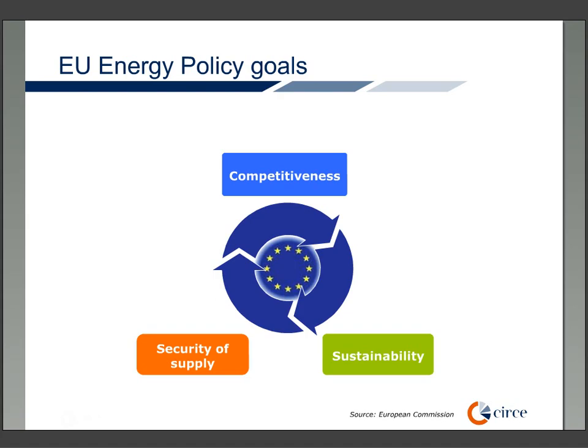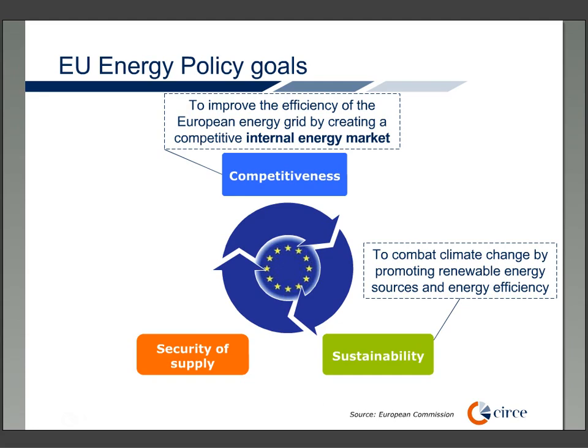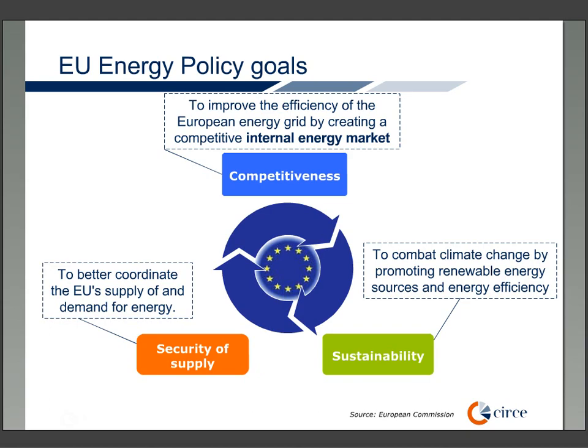The first one, competitiveness, aims to improve the efficiency of the European energy grid by means of creating a truly competitive internal energy market. This would be the key of competitiveness: internal energy market creation. The other pillar, sustainability, aims to actively combat climate change by promoting renewable energy sources and energy efficiency. The last one, security of supply, aims to better coordinate the energy supplies and demand within an international context.